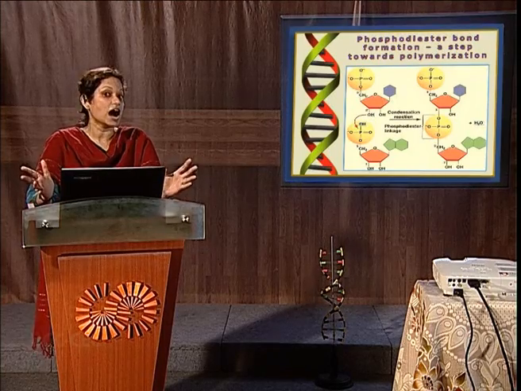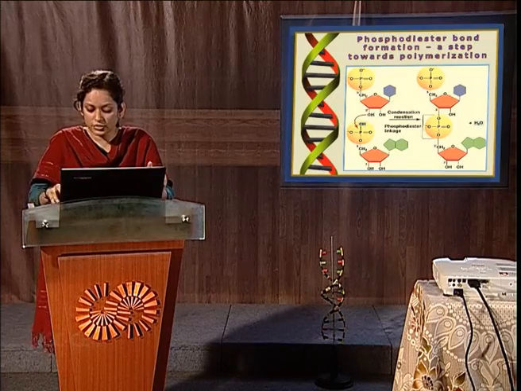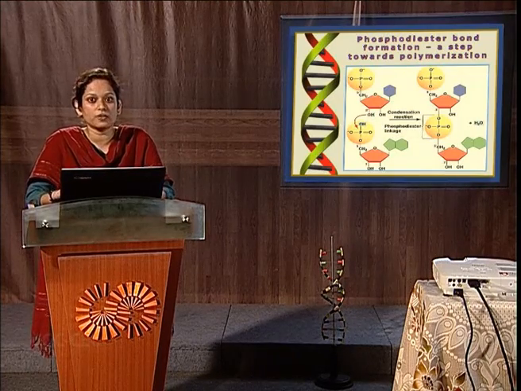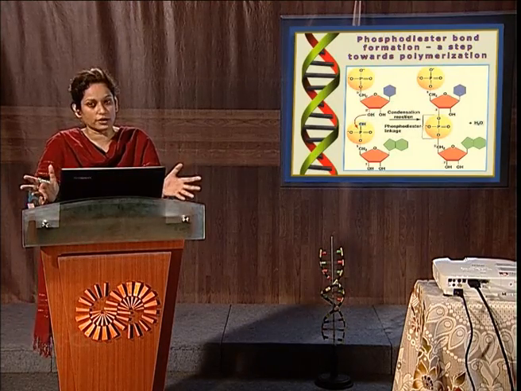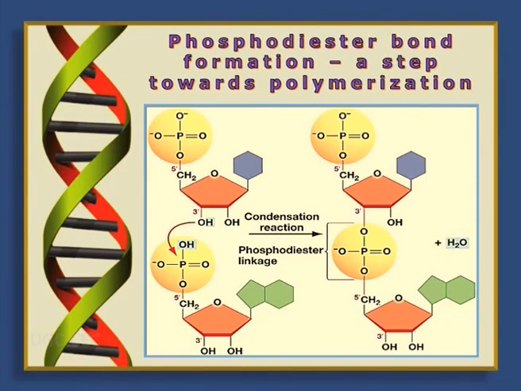Now let us see how the nucleic acids are formed. The nucleic acids are formed with the help of a phosphodiester bond. A phosphodiester bond is nothing but the addition of one nucleotide to another, and it takes place between two adjacent nucleotides. The 5' phosphate group, or the hydroxyl group attached to the phosphate group, first reacts with the 3' OH group present on another adjacent nucleotide and results in the formation of a phosphodiester bond.